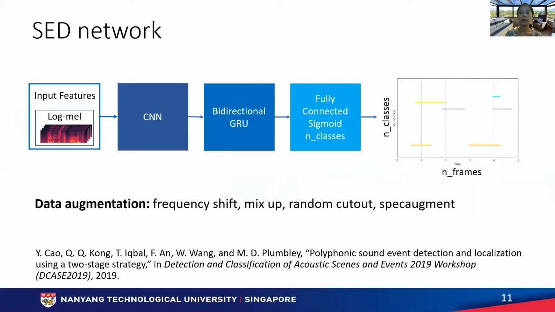The SED network used in our system is borrowed from the SED network of the two-stage paper by Cao et al. Input features to the network are log-mel. Our experimental results show that spatial features do not help sound event detection for dynamic sources. We use a combination of several data augmentation techniques to further improve the SED performance.